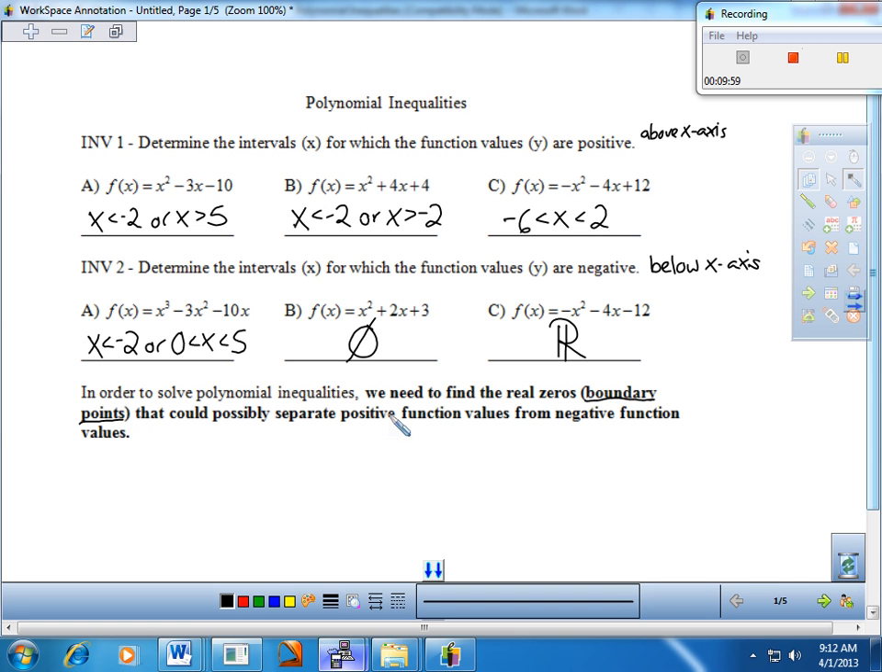So I hope you all saw basically with our graphs, the thing that separated positive versus negative were the x-intercepts. And what we're going to do is actually find those x-intercepts. We're going to call those our boundary points. Sometimes they're called real zeros. Okay, I think we've seen that idea before, and so let's obviously incorporate that into this lesson. All right, well, let's move forward.